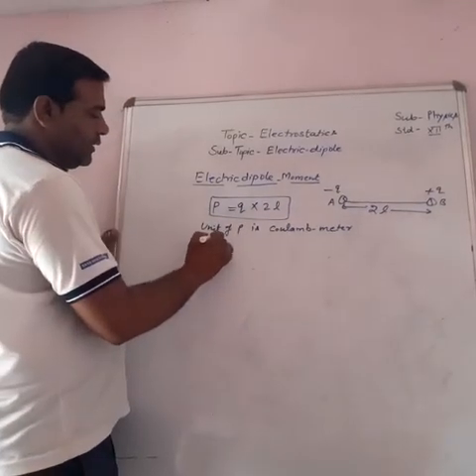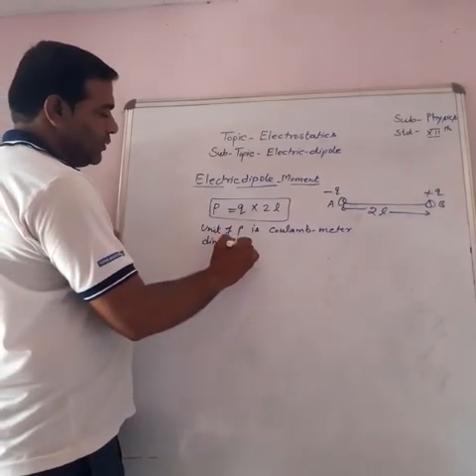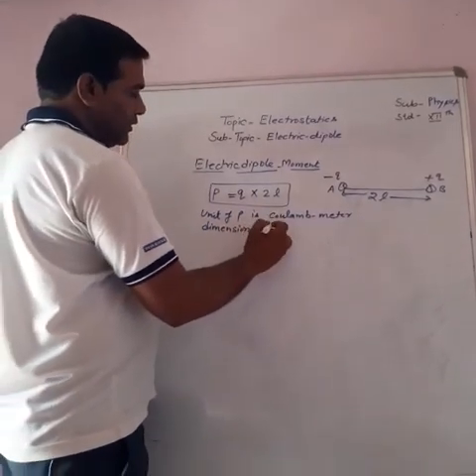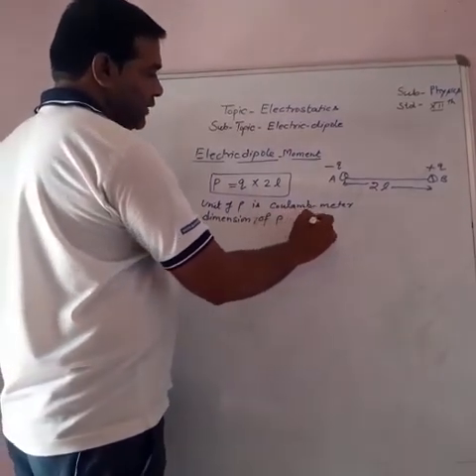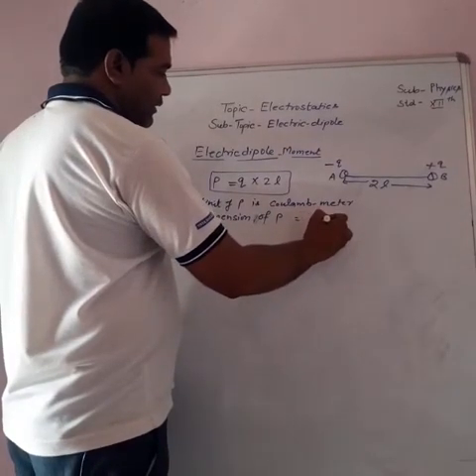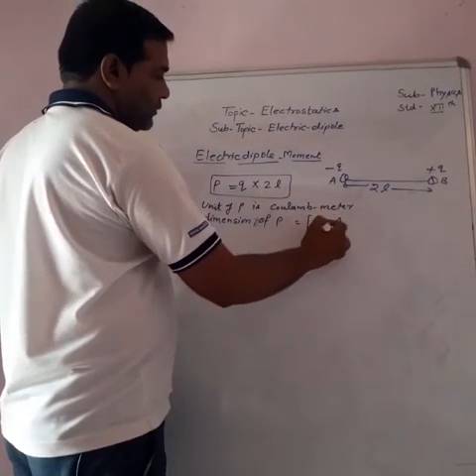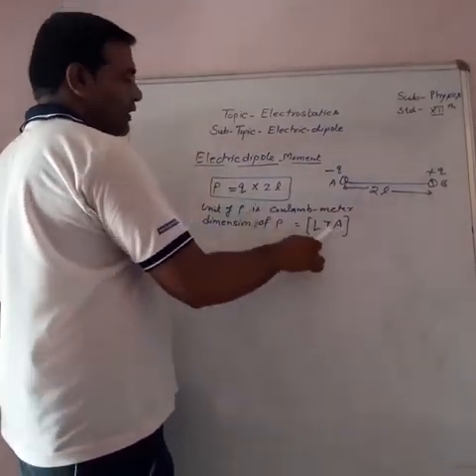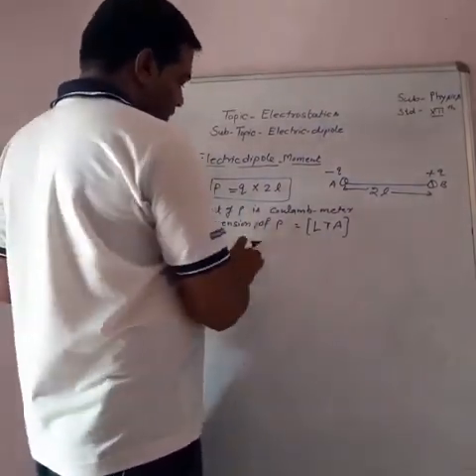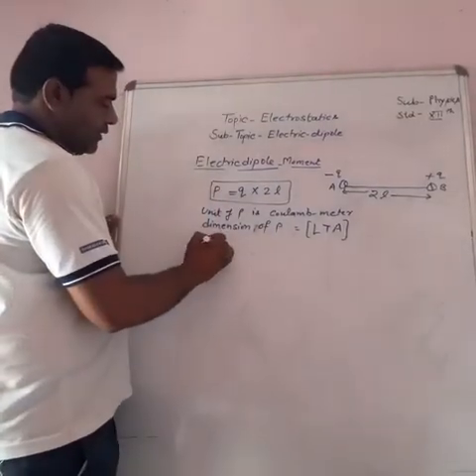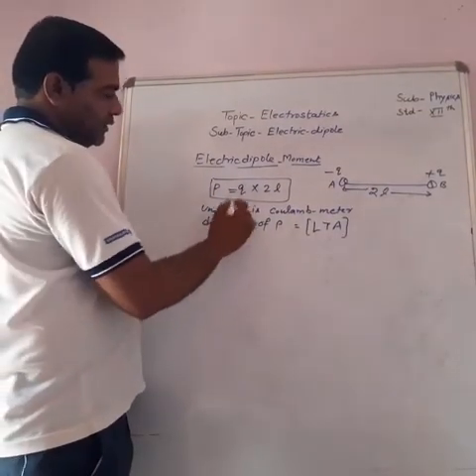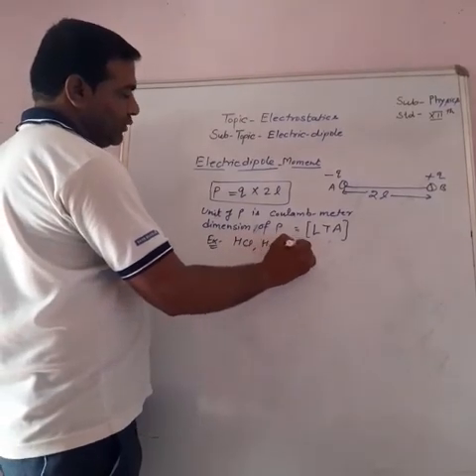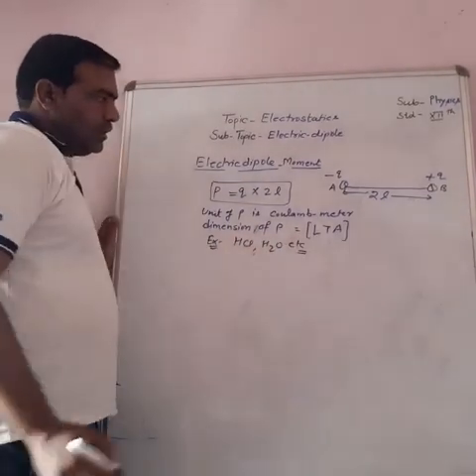And the dimension of electric dipole moment P is LTA, for length L and for charge q, AT. Some examples of electric dipoles are HCl, H2O, etc.